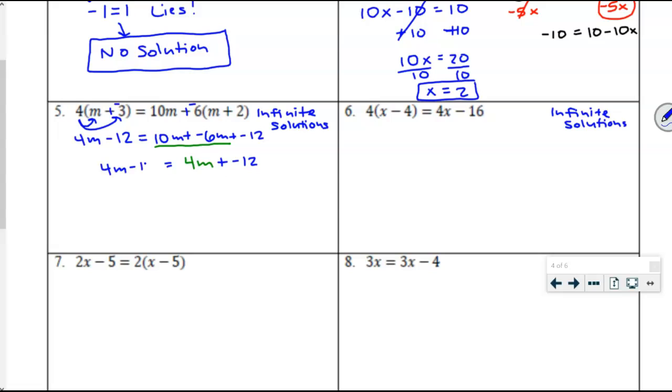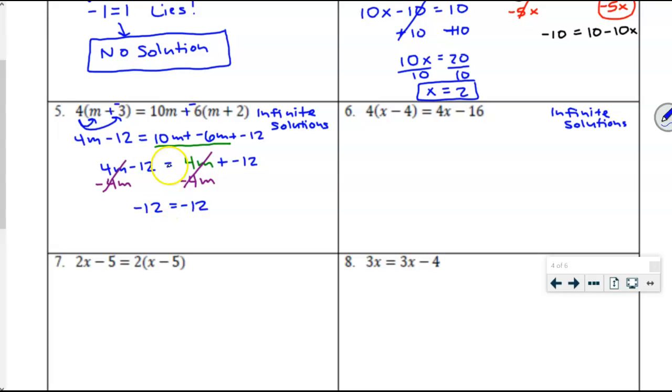Do you see the obviously true statement yet? If you see it, that's great. You can decide right now that it's infinite solutions. If you don't see the obviously true statement yet, then maybe take another step, where I'm going to subtract 4m to collect them to one side, balance it, and do the same thing to the other side. Zeroes out here, and ends up zeroing out here as well. So I have negative 12 is equal to negative 12.